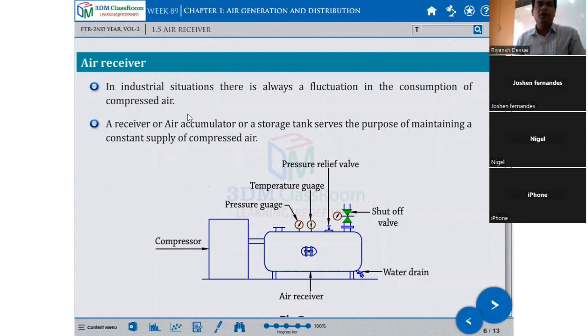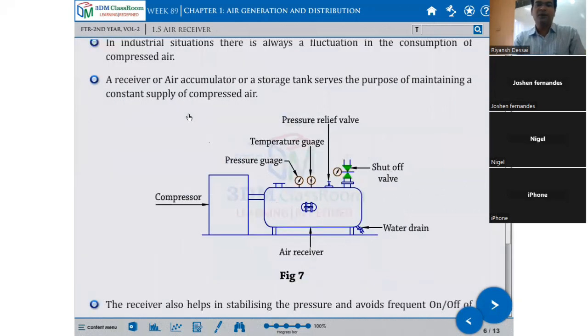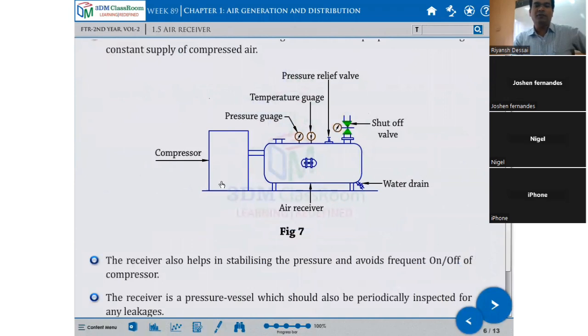A receiver, or air accumulator, or storage tank serves the purpose of maintaining the constant supply of the compressed air. So for constant 5 kg air, you need to provide an air receiver, some big tank. This is the main reason behind it. This is a compressor. From the compressor, the air is compressed and stored in the big tank, which is called an air receiver.